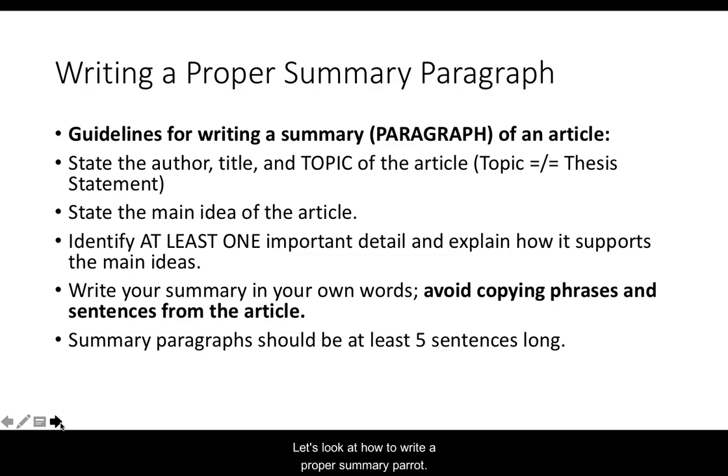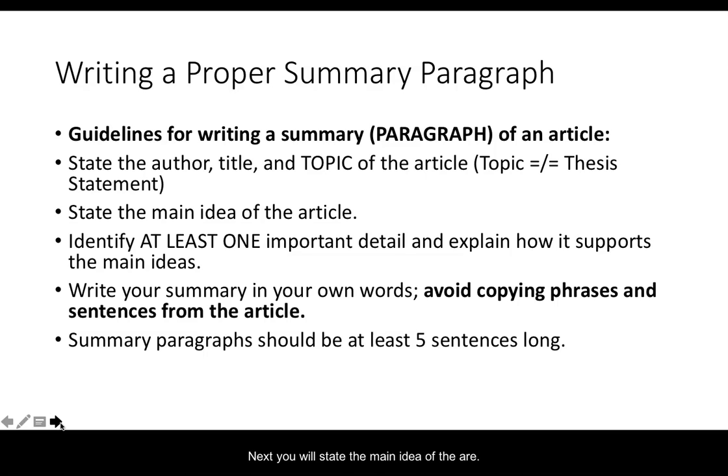So let's look at how to write a proper summary paragraph. Here are some key guidelines for writing a summary of an article. 1, make sure you state the author, title, and topic of the article. Note, the topic is not the thesis statement or main idea. For instance, if you read the article on aesthetics and masculinity in Moonlight that you can find on Blackboard, the topic of this is how masculinity is presented in the film. This is not the thesis. This is the topic.